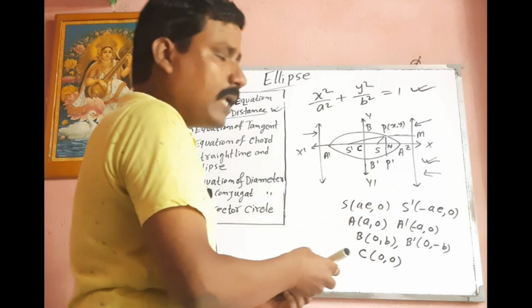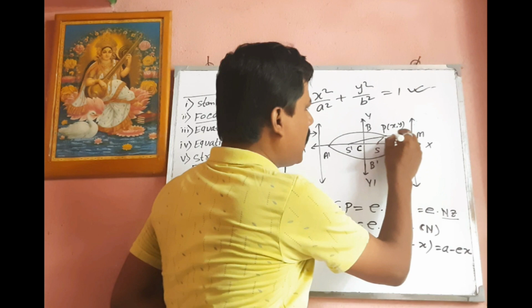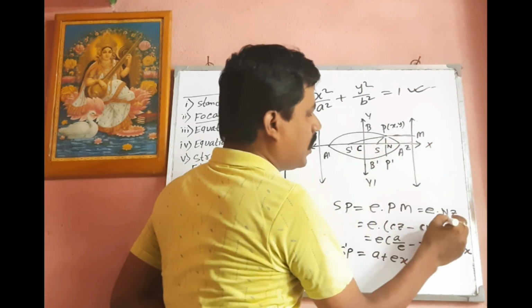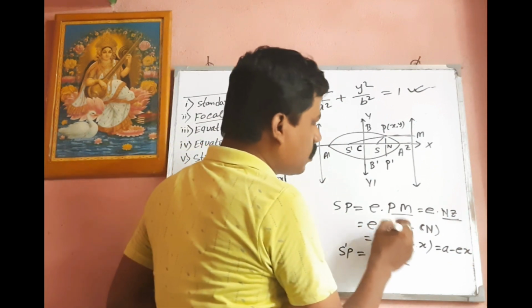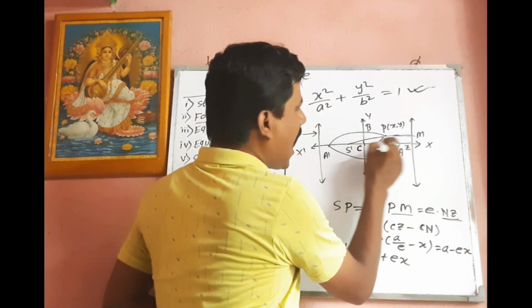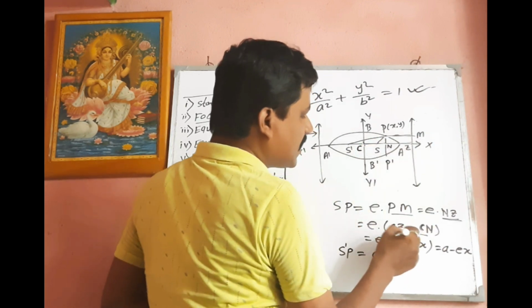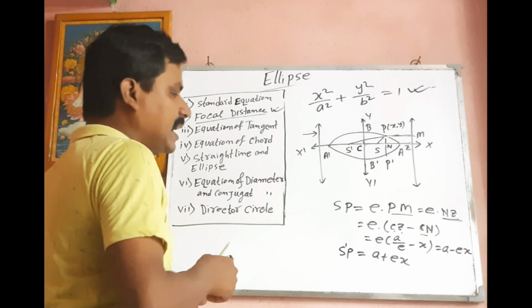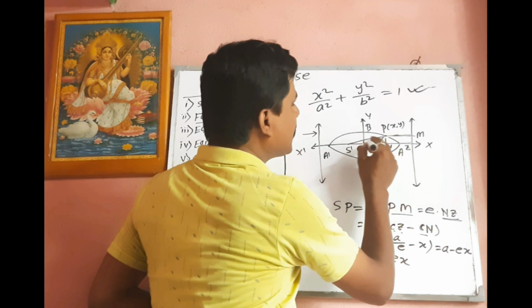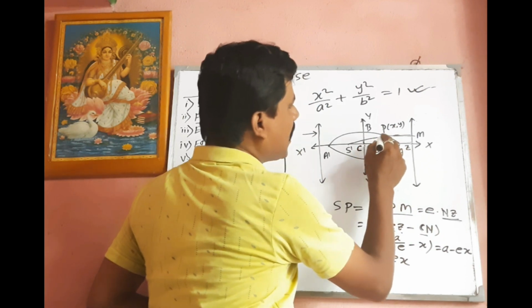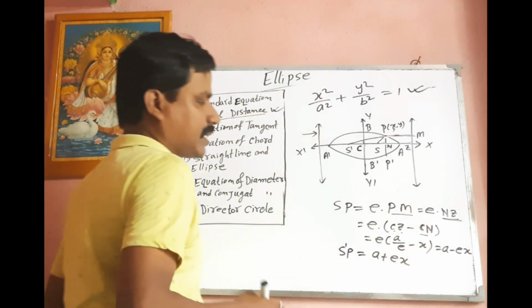Now we move to the second part. Now SP is equal to e times PM, and here PM is equal to NZ. We can use PM as NZ, and also NZ is equal to CZ minus CN, and CZ is equal to, according to our standard equation, a by e, and CN is equal to x.